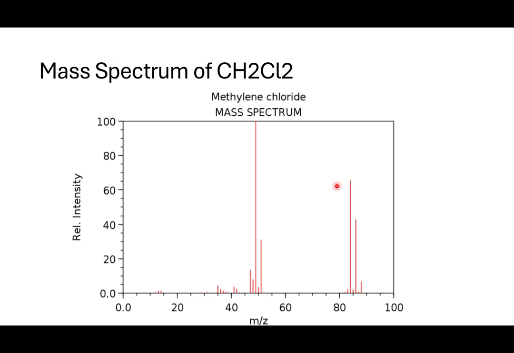It could be that both chlorines are chlorine 35, or both of them are chlorine 37, or one could be 35 and one could be 37. So there are three different possibilities leading to different groups: an M plus group, an M plus 2 group, and an M plus 4 group. The M plus 4 group is not really shown on the CAPE syllabus, so we're not going to get into that, but it's in a 9 to 6 to 1 ratio.